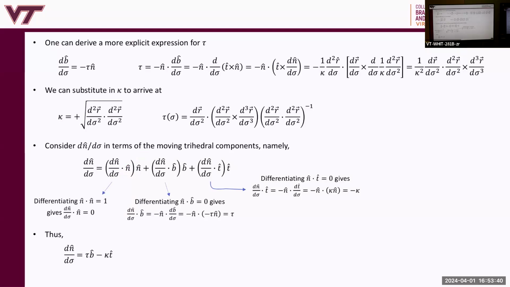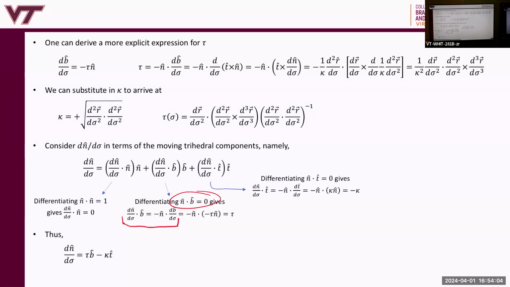All right, differentiating n dotted with b equal to 0. Why do we do that? Because we need to compute dn d sigma dotted with b. So we have to differentiate n dotted with b equals 0. We know those are orthogonal. We get dn d sigma dotted with b is equal to negative n dotted with db d sigma. That comes from the first derivative of this equality. You get this expression as a result.